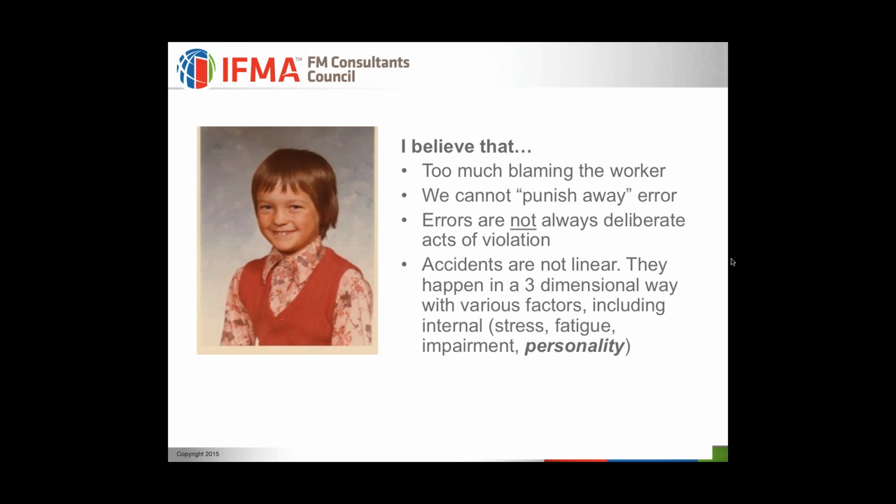Now, it could be things like stress. There's a lot of talk about fatigue management. It could be a physical impairment. We actually had one client once learn about an employee who had been working for them for many years and who didn't want to admit that his eyesight was starting to go, and that was causing some of these incidents in the workplace. So that was one of the internal factors involved. But the final one that we're going to be talking about today is personality, and I'll explain more as we go along.